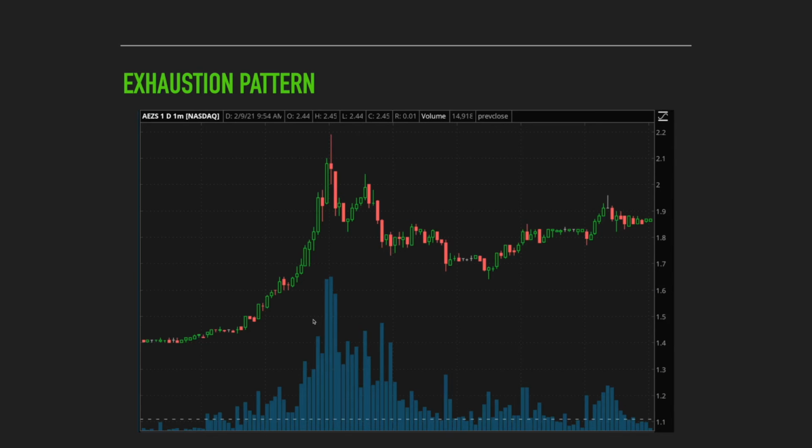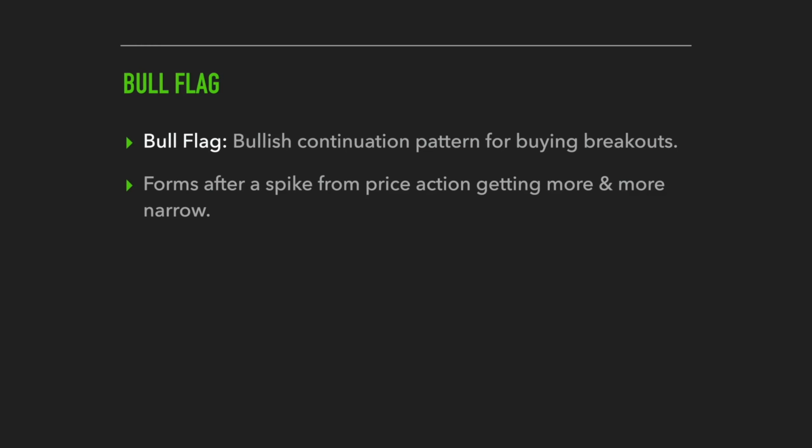So you could use that information to help you buy down at the bottom of a move before a stock is ready to bounce back up. Okay, and for the third pattern that every trader should know of, in my opinion, this is one of the most valuable patterns that every day trader, swing trader, and even long-term investors should know of.